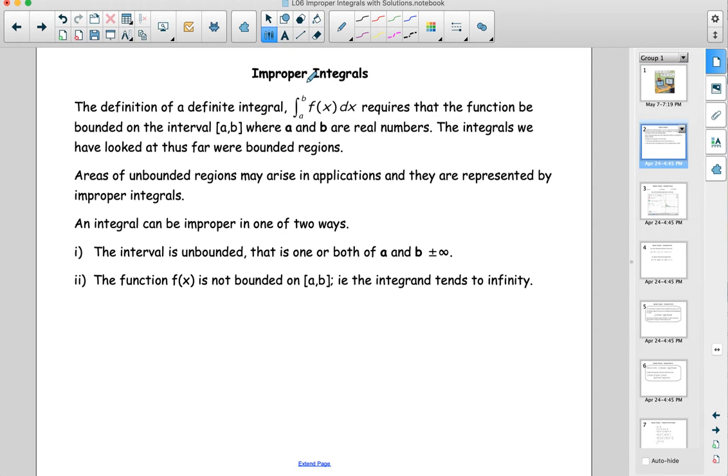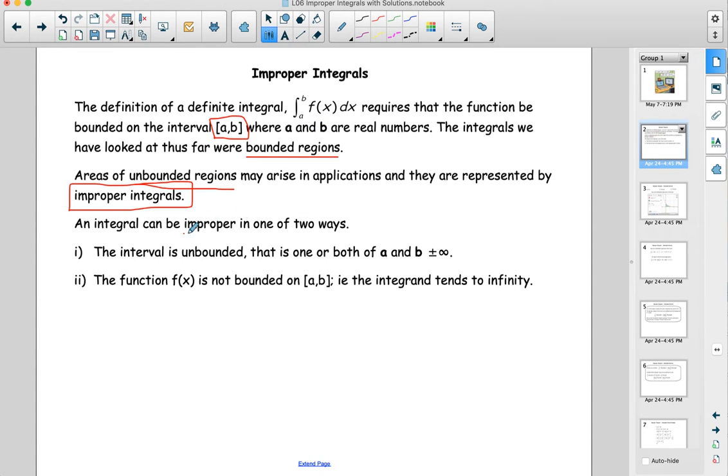All right, so what's an improper integral? The definition of a definite integral we know is this, the integral from a to b. It requires that the function is bounded on a, b. So a and b are real numbers, and there has to be a bound because we're trying to give a numeric answer back for this, which would be the area bounded by the curve in between a and b. Everything we looked at so far was bounded regions. Sometimes unbounded regions arise, and they are represented by what we would call an improper integral. We've got a definite integral that could be unbounded. Those are called improper integrals.